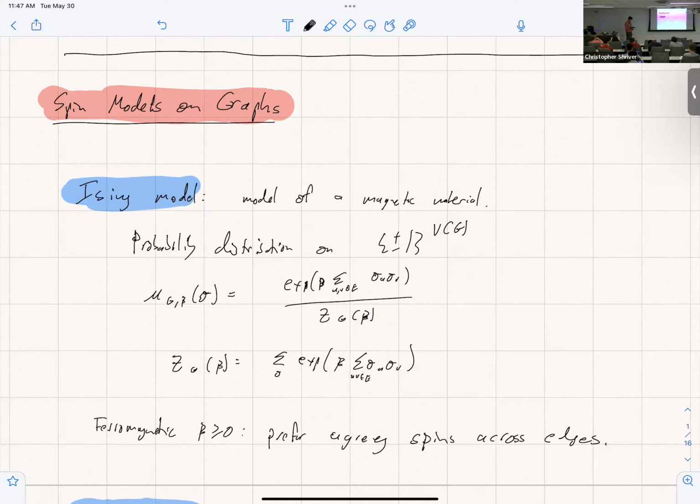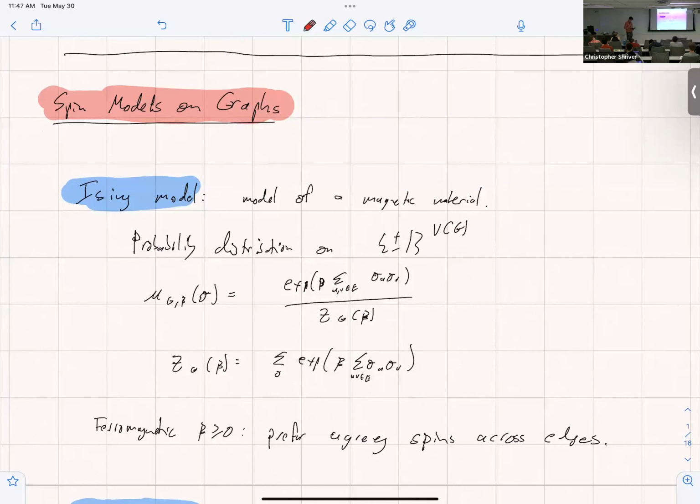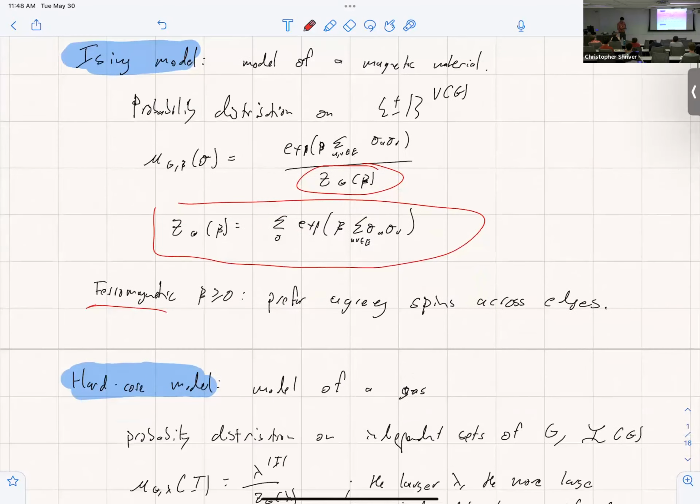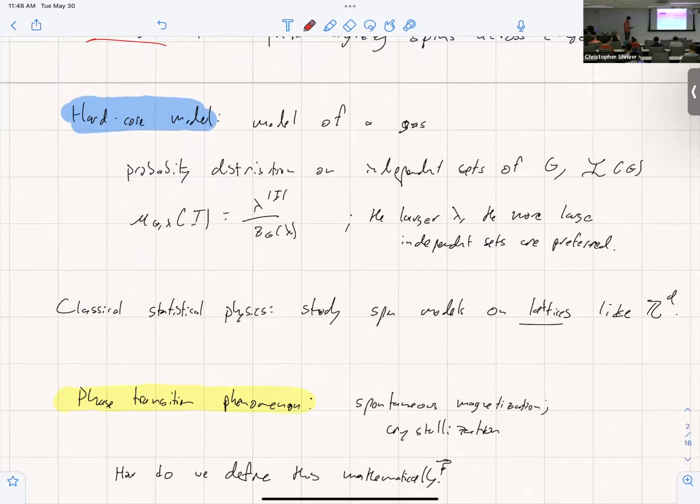Then, to make this a probability distribution, you have to divide by a normalizing constant. This is the partition function of the model, and it will be a key object here. The Ising model is ferromagnetic if beta is non-negative, which means that we prefer to see the same spin across edges. We actually already heard about the Peierls argument for the 2D Ising model earlier.